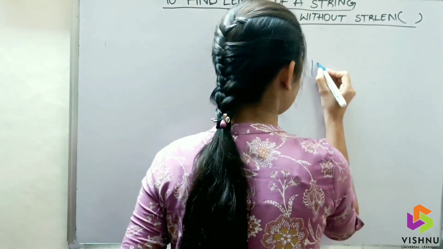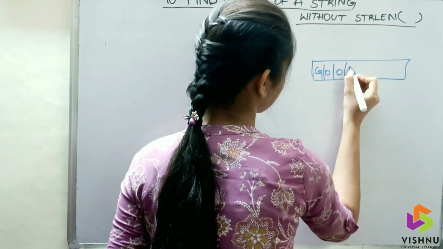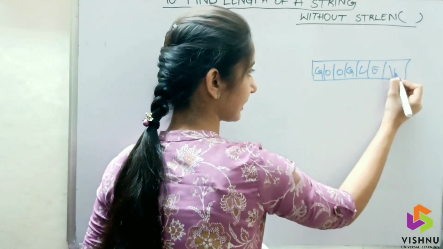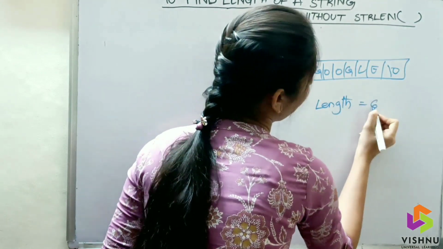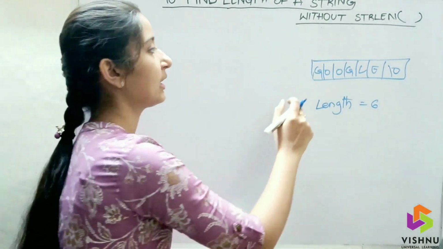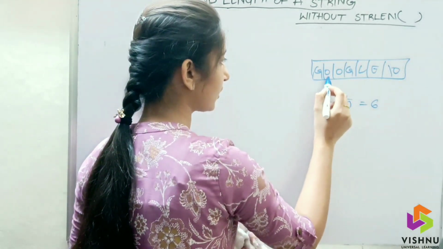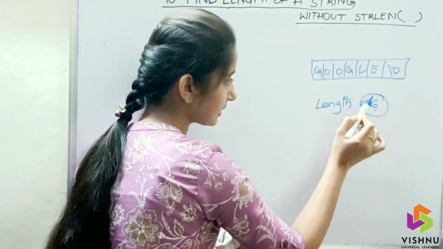Suppose I am taking a string here. Obviously, we have a null character at last. Now, the length of this string is 6. How do we get the length of a string? By counting each character of the string, we get its length. That is, here we have 1, 2, 3, 4, 5, 6 characters. So, the length of this string is 6.